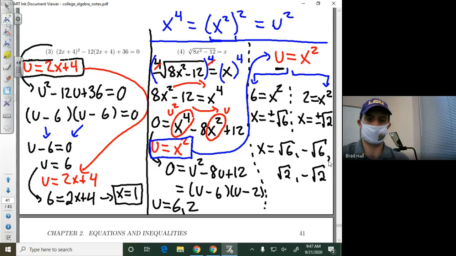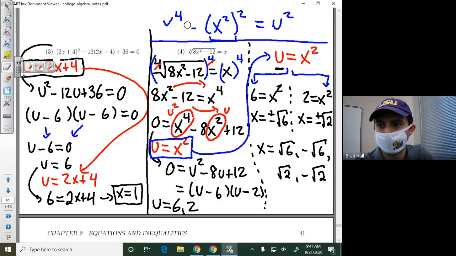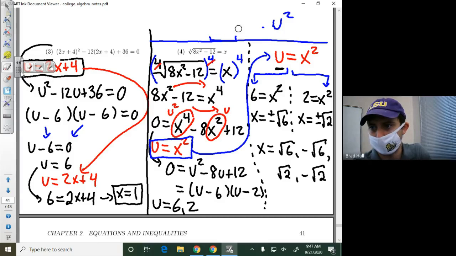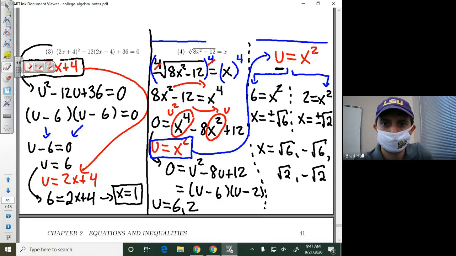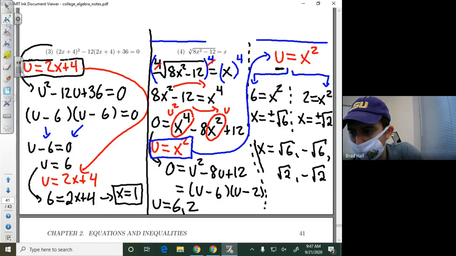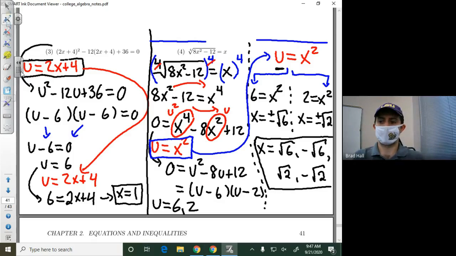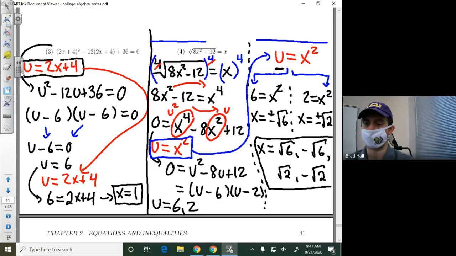But there's an issue here. Because we started off the problem with an even root, whenever you start off the problem with an even root, you might get extra answers that end up not working at the very end of the problem. So to convince you of which one or ones are bad, we found 4 solutions here. 2 of these, the extra solutions, are fairly simple to figure out without having to do much work.